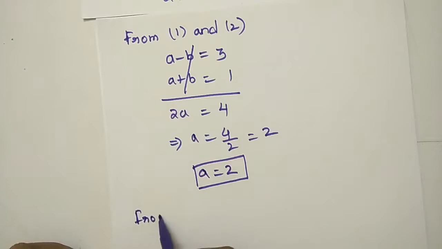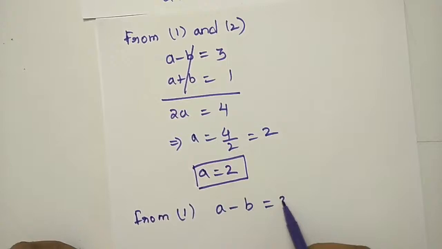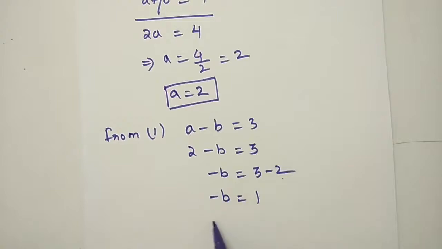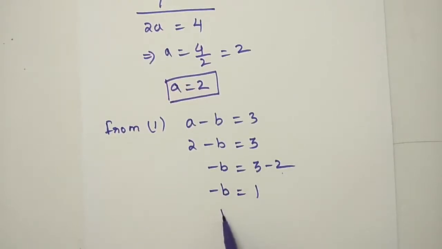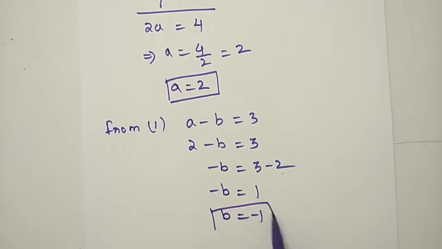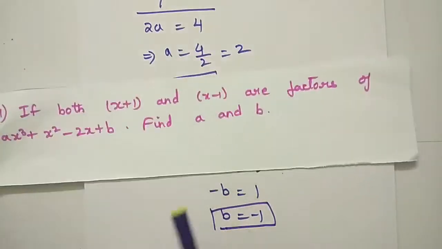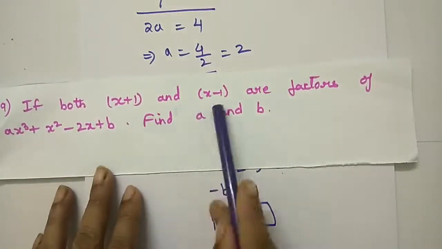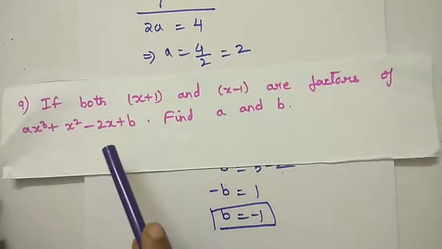From 1, a minus b equal to 3, is it not? In place of a, write down 2 minus b equal to 3. Minus b equal to 3 minus 2. Minus b equal to 1. Now multiplying minus on both sides, you will get b is equal to minus 1. So we got the value of b also. So we have solved the problem. We have found the value of a and b using these two factors for this polynomial.